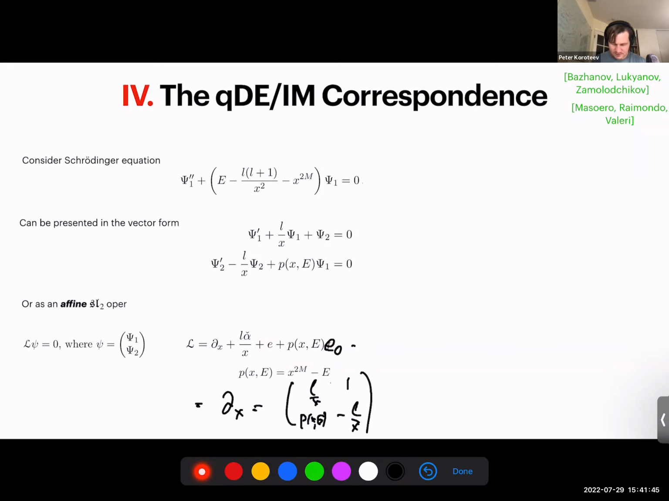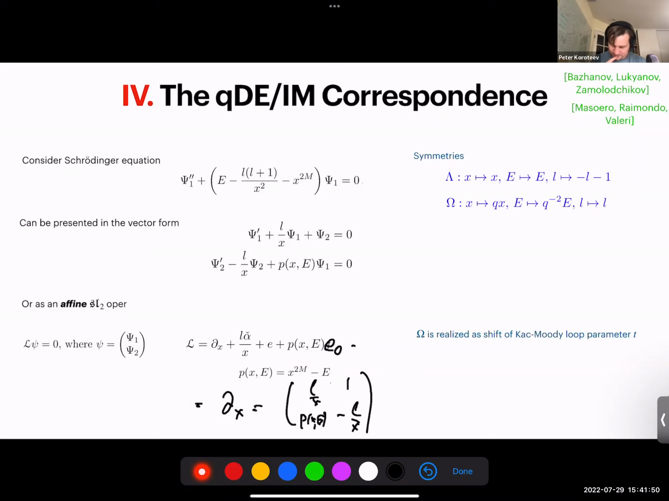Right, so this is the connection, and the equation has interesting symmetries. BLZ called them lambda and omega. Lambda just flips L to minus L minus 1, so it's just a symmetry of this term alone. And omega does something interesting: it does the q shift of x in which the equation is written.